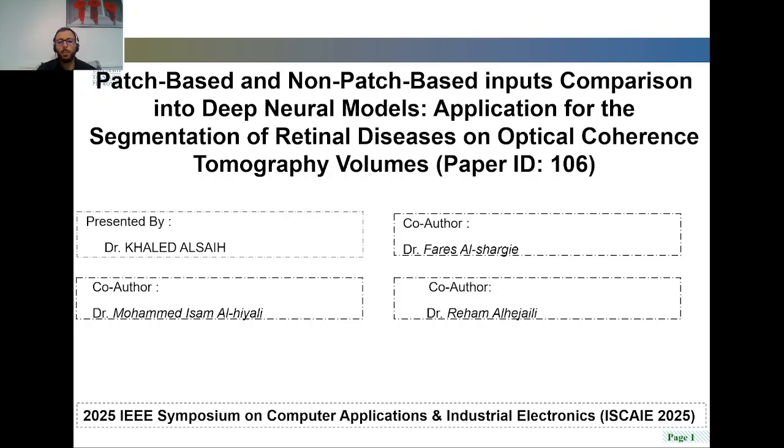Applications and Industrial Electronics 2025. My paper title is Batch-Based and Non-Batch-Based Input Comparison into Deep Learning Models, Application for the Segmentation of Retinal Diseases on Optical Coherence Tomography Volumes.